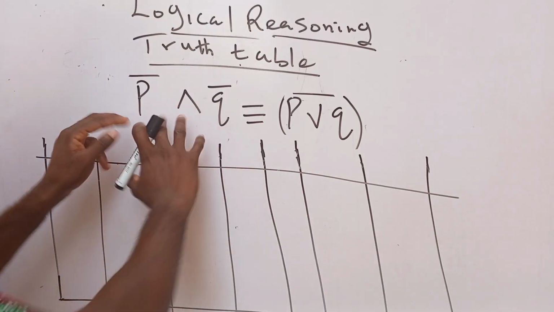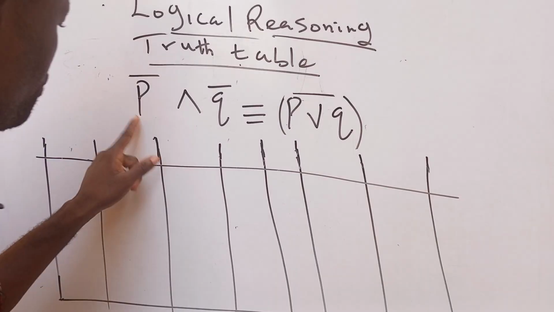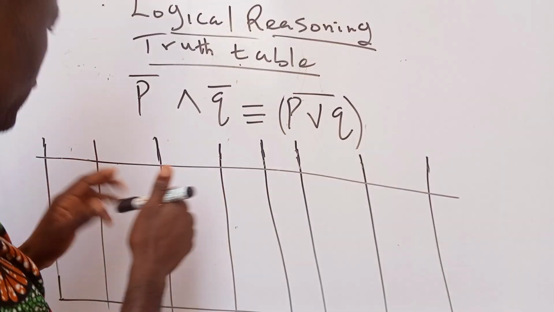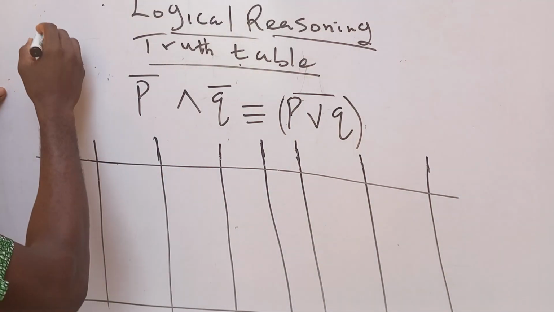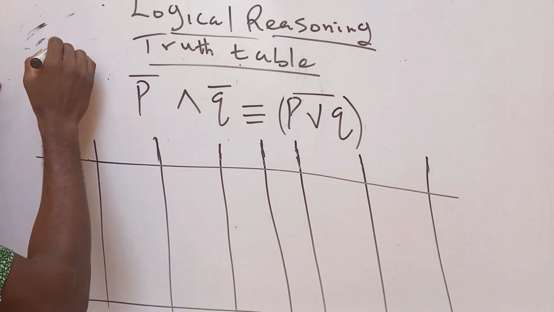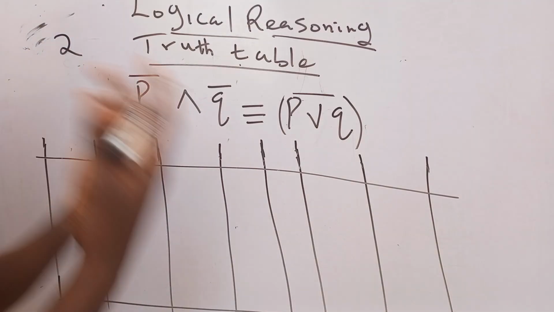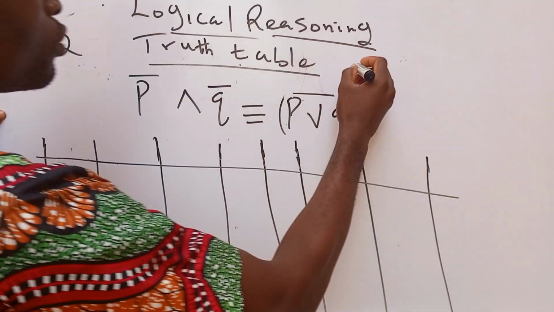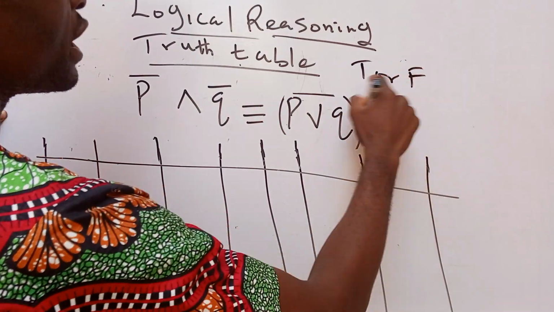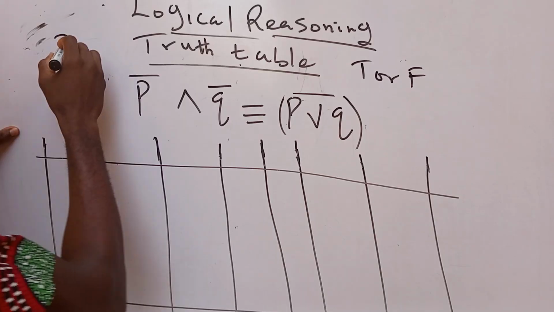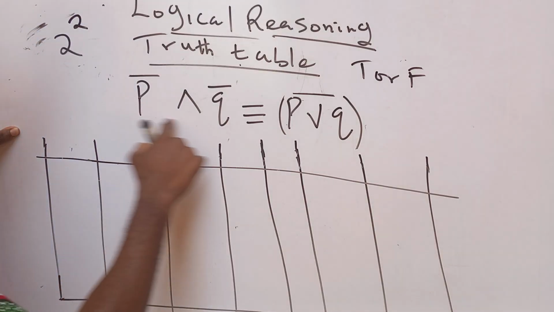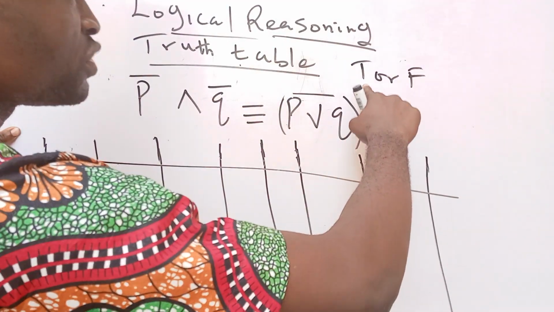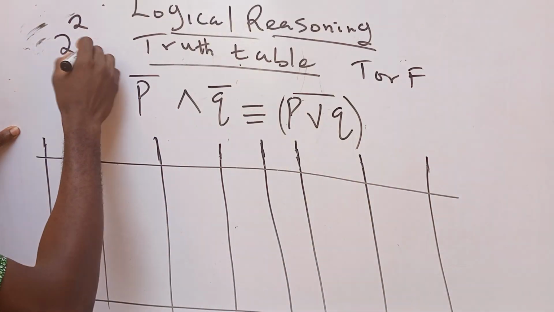Now, looking at the board, looking at the question, we have two letters, P and Q, showing that we have two logical statements. Since we have two logical statements, and each logical statement is either true or false, there are two things each. So we're going to have 2 raised to power 2, the two logical statements, each either true or false. 2 raised to power 2 is 4.